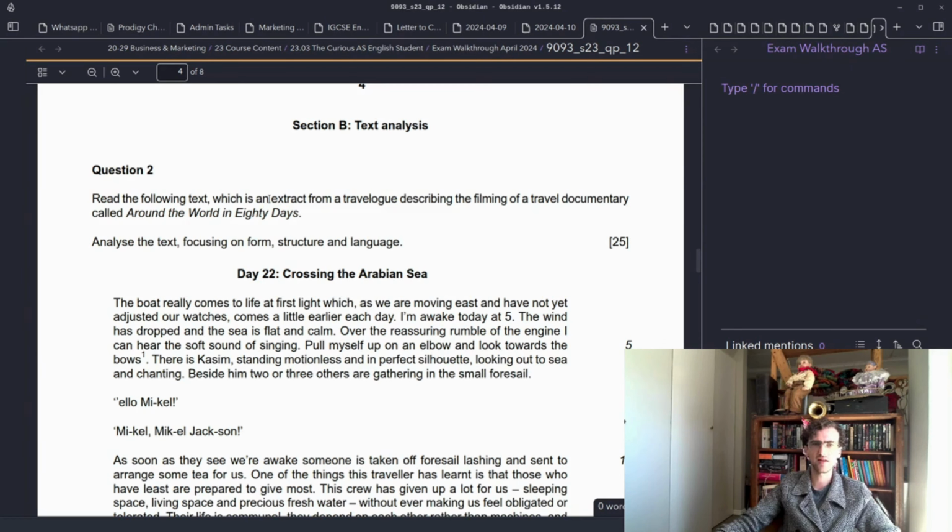It is an extract from a travelogue. Okay, now you might actually not even know what a travelogue is when you get to this. You should probably. It's helpful to know, but it's a log of traveling. And so you can expect to find certain elements of language being used, elements of form. You can expect it to look a certain way because it's describing the filming of a travel documentary called Around the World in 80 Days.